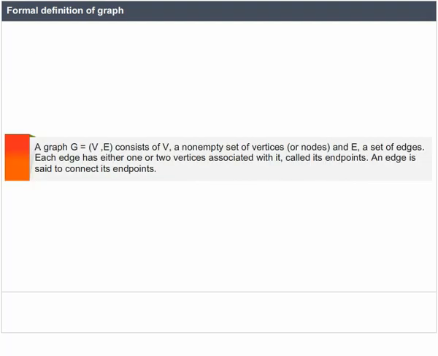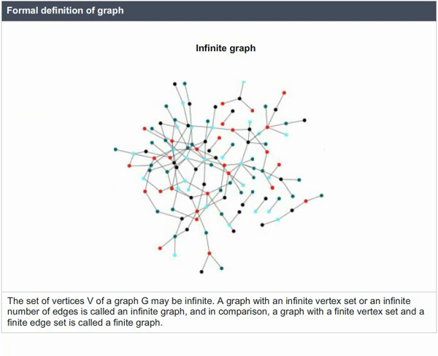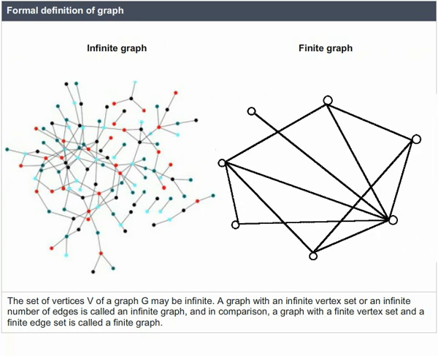A graph G equal to (V, E) consists of V, a non-empty set of vertices or nodes, and E, a set of edges. Each edge has either one or two vertices associated with it, called its endpoints. An edge is said to connect its endpoints. The set of vertices V of a graph G may be infinite. A graph with an infinite vertex set or an infinite number of edges is called an infinite graph, and in comparison, a graph with a finite vertex set and a finite edge set is called a finite graph.